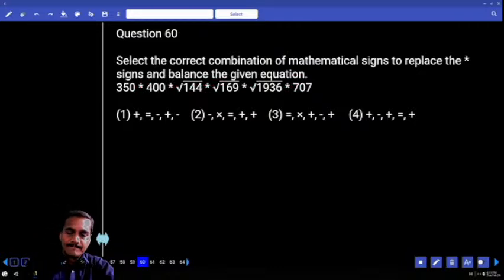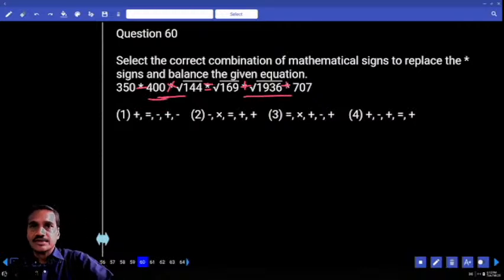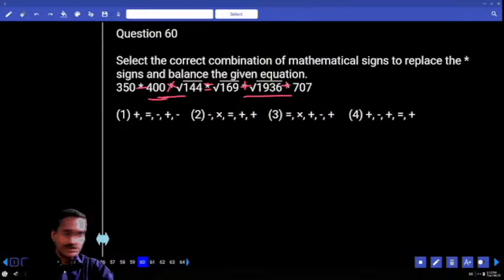And the second one, minus. Now this is into. Next one, this is equal to. Next plus and plus. Then 40 into how much? 40 into 12, that is minus of 1. All of this gives us a minus value on one side, and a positive value on the other side. Hence it cannot happen. Then coming to choice 3.